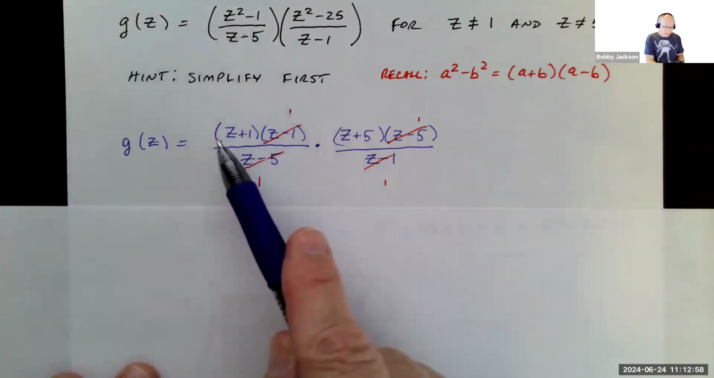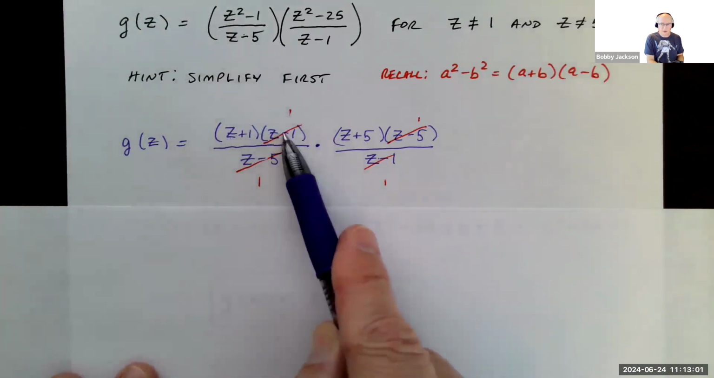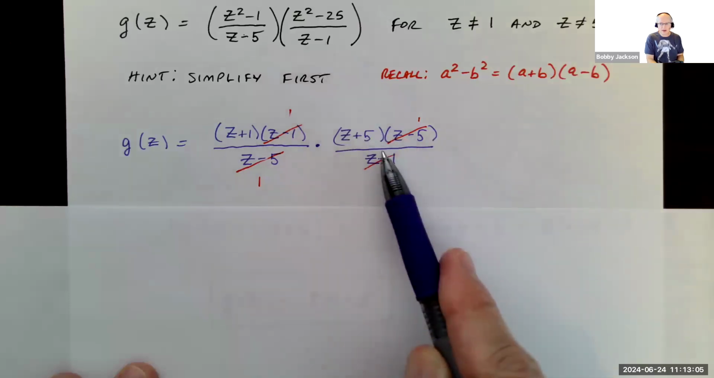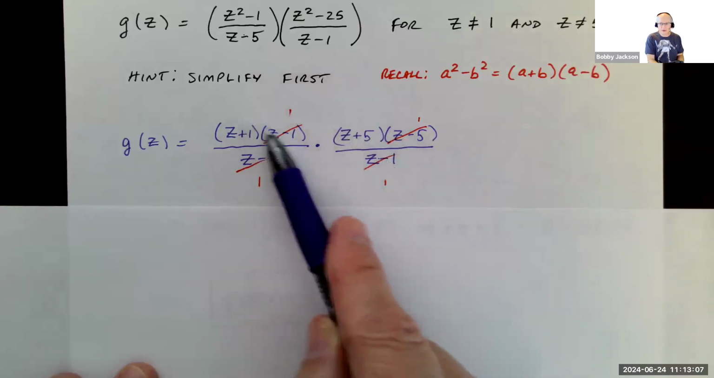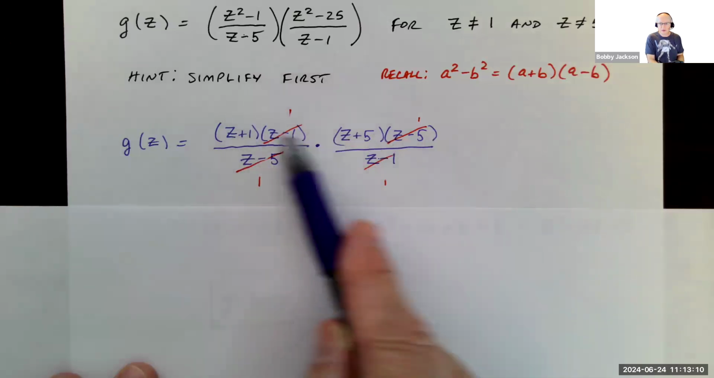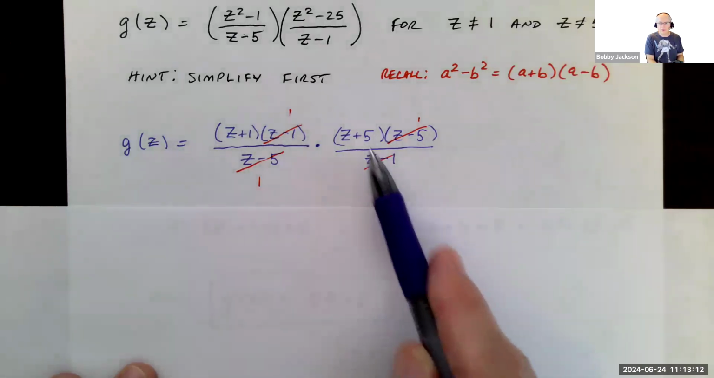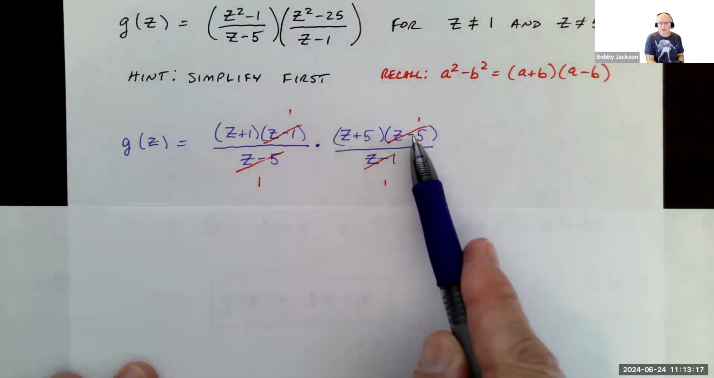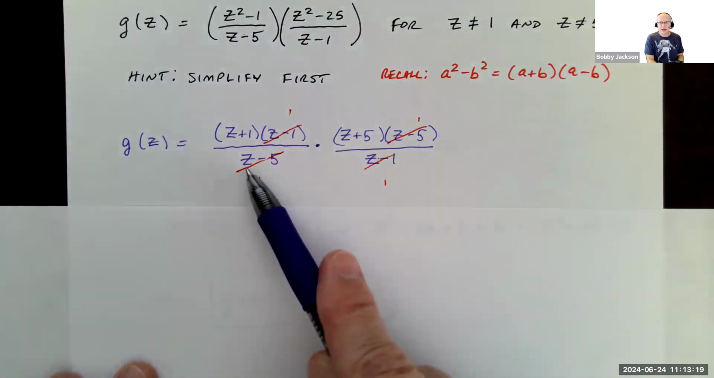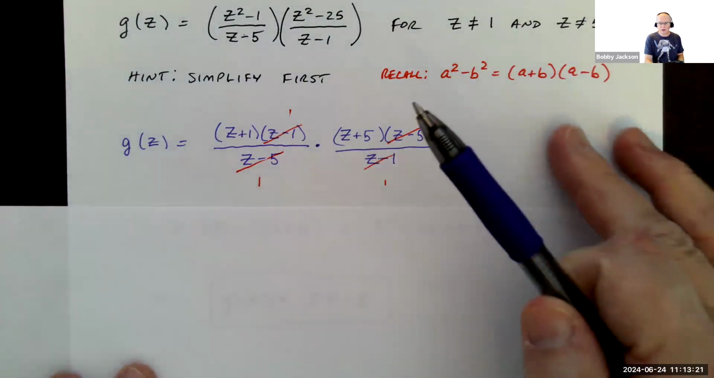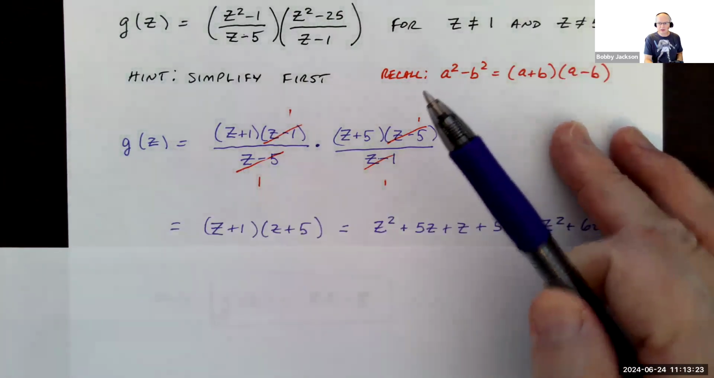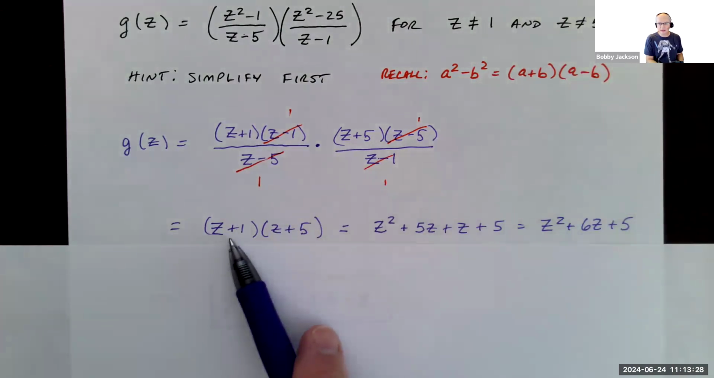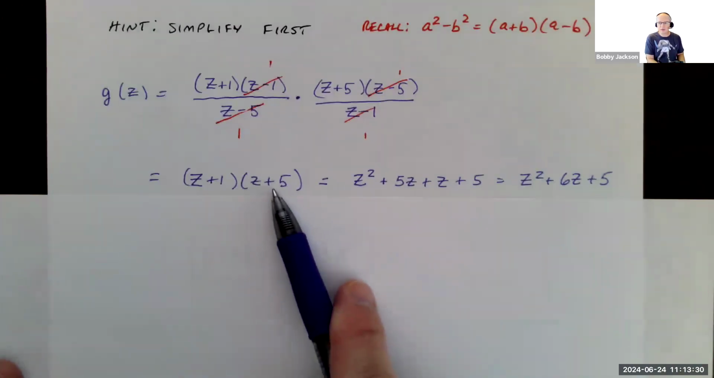Z squared minus 1 is z plus 1 times z minus 1. And notice this z minus 1 factor can now cancel with this z minus 1 factor down here in the denominator, because these two are just multiplying fractions together, right? The top of this second fraction, z plus 5 times z minus 5 is how that factors. And notice the z minus 5 factors disappear. So guess what? If I simplify it, it's just the product of the top two over 1. So it's just this, z plus 1 times z plus 5.